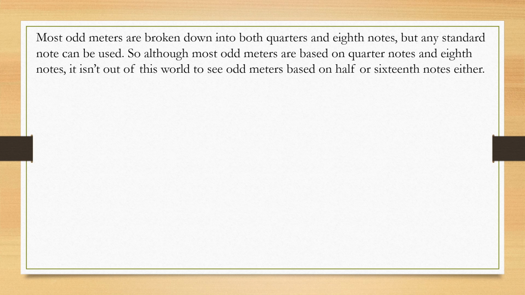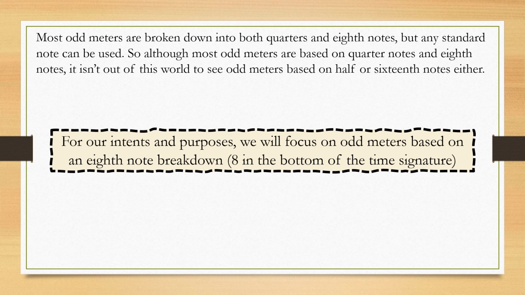So, most odd meters, and now we're talking about the time signature of odd meter, are broken down into just quarters and eighth notes, but any standard note can be used, so whole notes, half notes, quarter notes, eighth notes, and 16th notes. For our intents and purposes, we're going to focus on odd meters based on an eighth note breakdown, where at the end we'll see a popular theme to a movie that's in four. But keep in mind that there are odd meters based on halves and sixteenths, that those are not out of the realm of possibility.